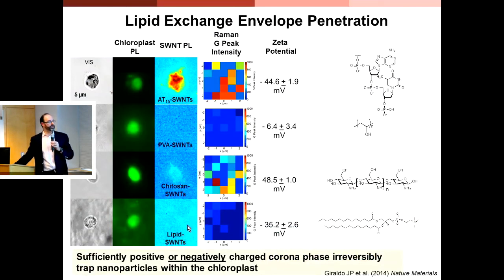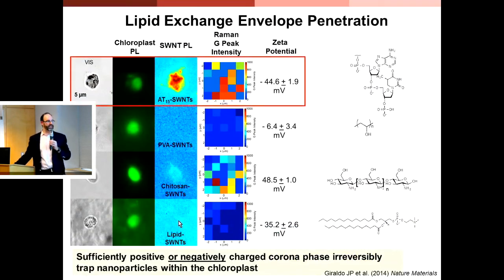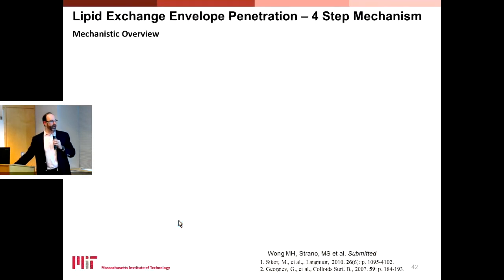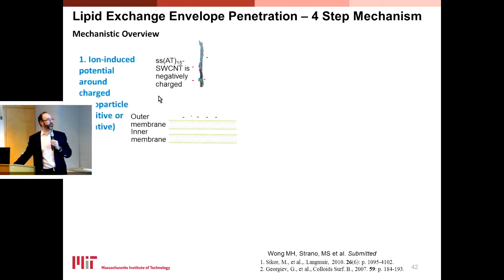And then this was particularly telling. This was very informative. Lipid-wrapped SWNT: if you wrap SWNT in the lipids that make up the lipid envelope of the chloroplast, you do not see transport into the chloroplast. This was a very important clue. With a lot of sleuthing and thinking, we came up with a mechanism that's quantitative and predictive. We think it'll be very useful for the field. This is what we understand to be happening.